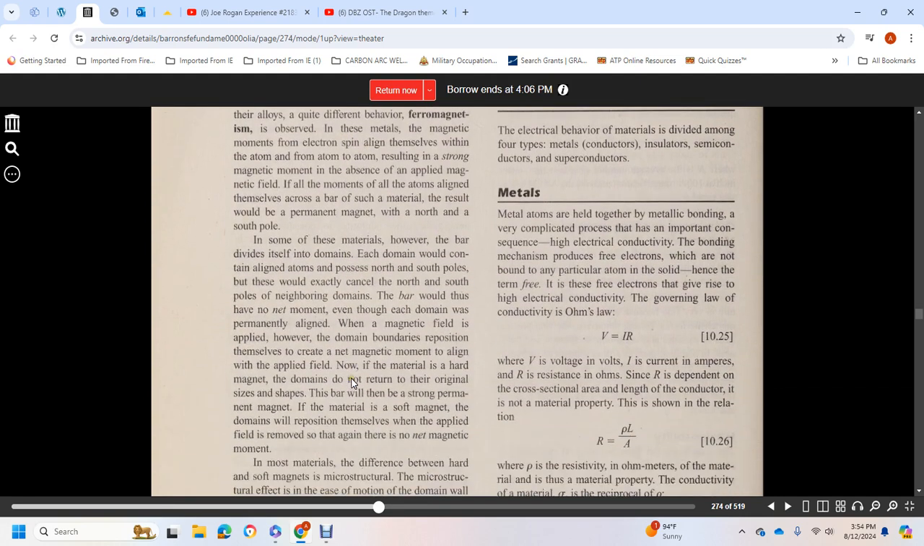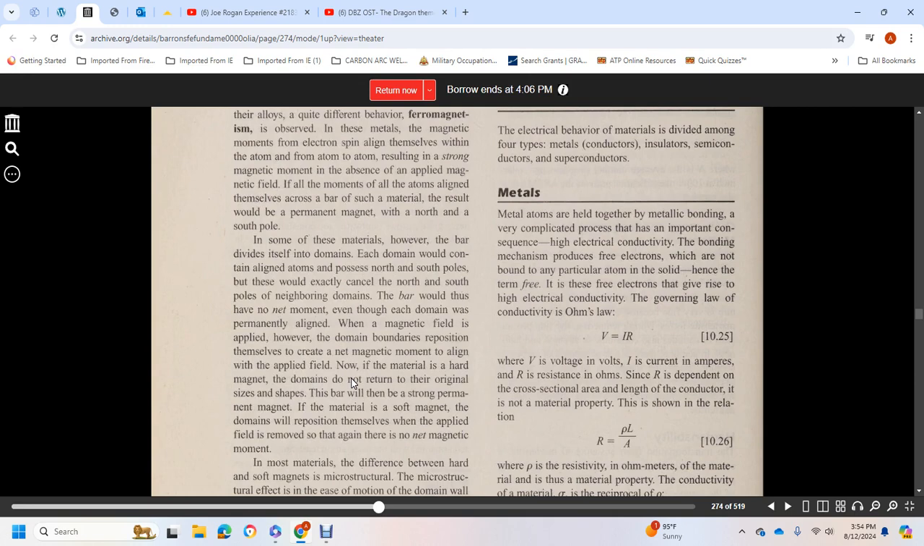In some cases, however, the bar divides into domains. Each domain contains atoms and possesses north and south poles, which are exactly cancelled by the north and south poles of the neighboring domains. The bar would thus have no net moment, even though each domain is permanently aligned. However, the domain boundaries reposition themselves to create a net magnetic moment aligned with the applied field.